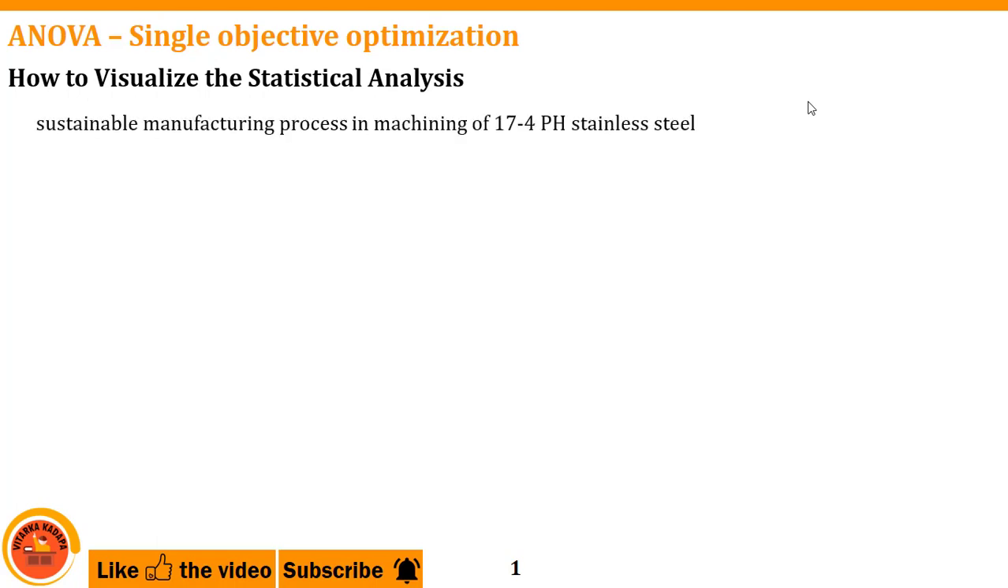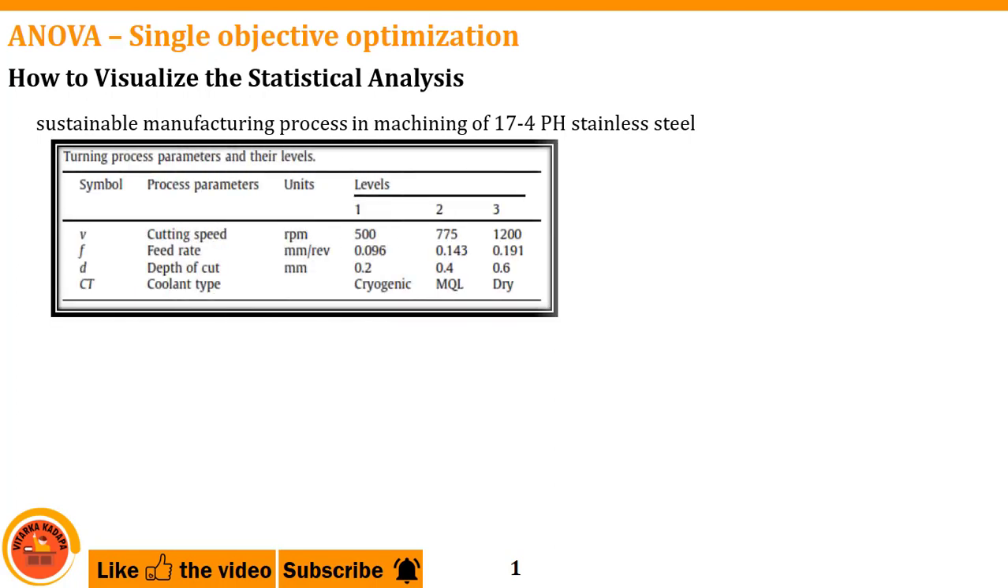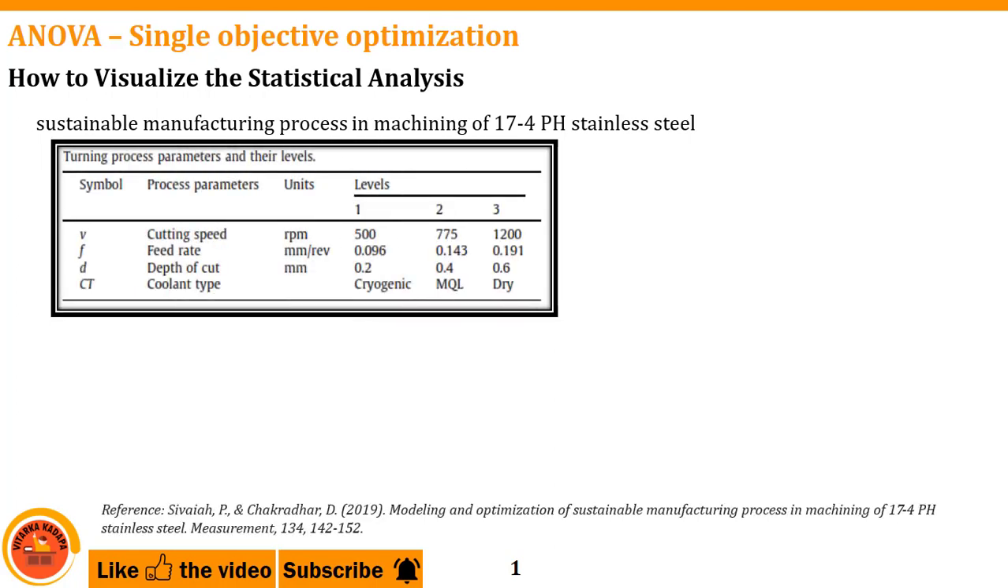Here I am taking a case study of a sustainable manufacturing process. They have machined 17-4 PH stainless steel on turning by using various coolant techniques like cryogenic cooling and minimum quantity lubrication cooling. The cooling fluid they have changed, that's why they term it a sustainable machining process. And this is the reference I have taken.